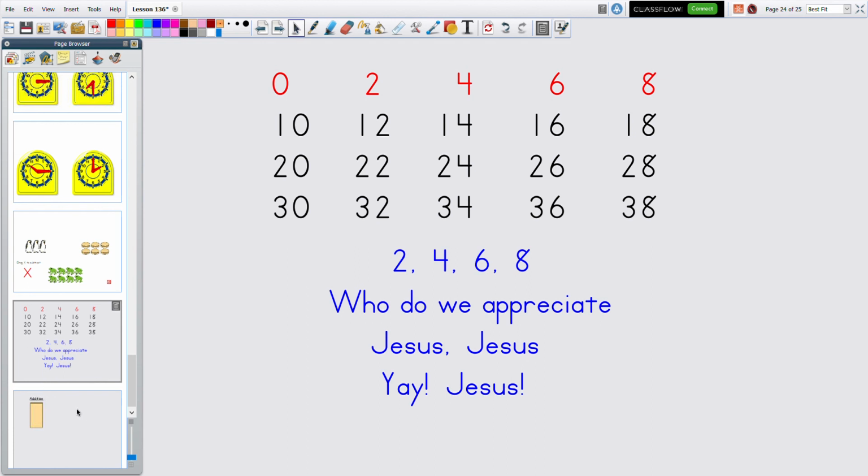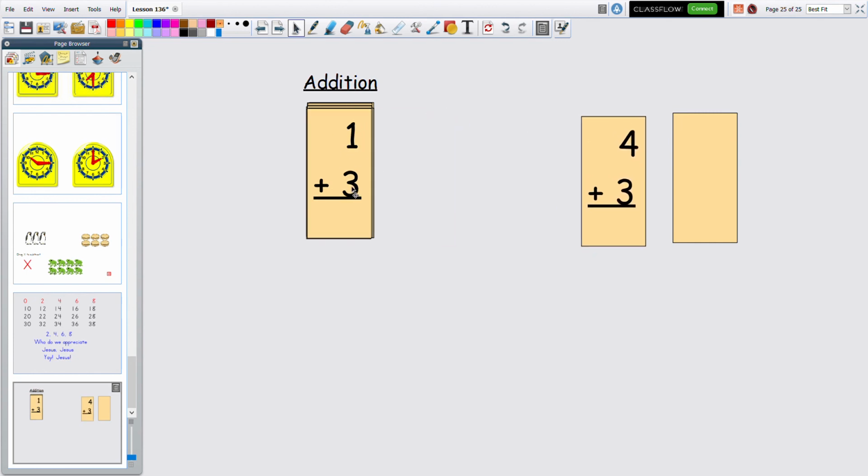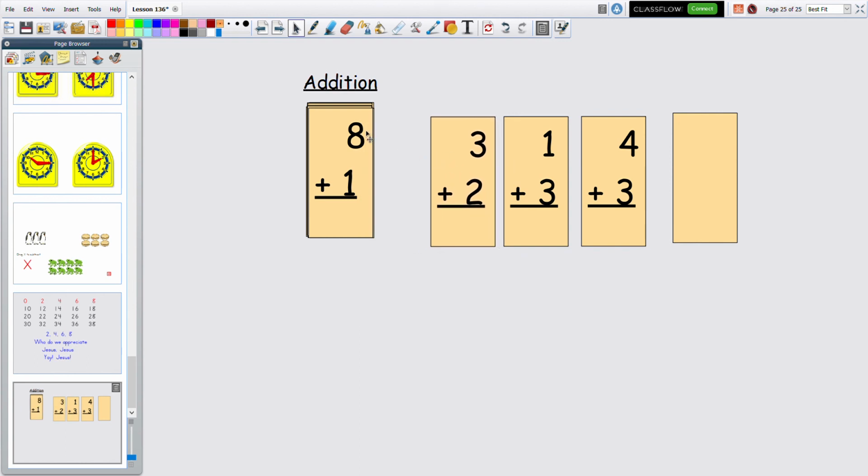Let's go down. I'm going to do a real quick one down here. We're almost out of time. These are addition. I'm going to pull these out and I'm going to see if you guys can do these really fast. Are you ready? Underneath here is addition. 4 plus 3. 1 plus 3. 3 plus 2. I'm going a little fast, but that's okay. You can do them slower.